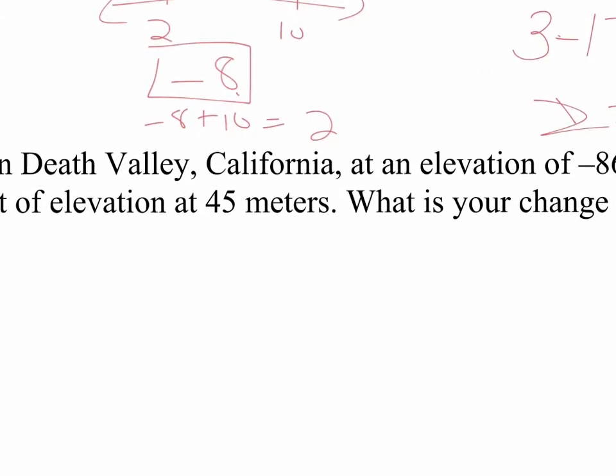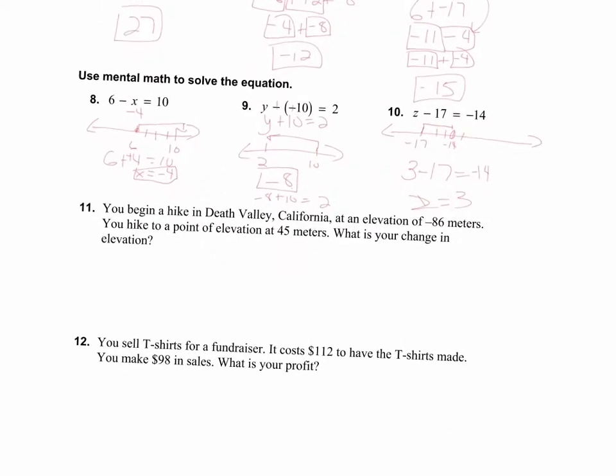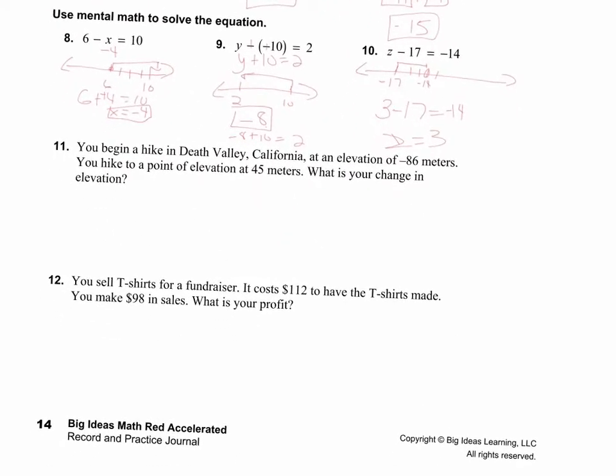Okay? All right, last one, or last two word problems. You begin a hike in Death Valley, California at an elevation of negative 86 meters. So you're at negative 86. You hike to a point of elevation at 45, so my final thing is 45. What is your change of elevation?